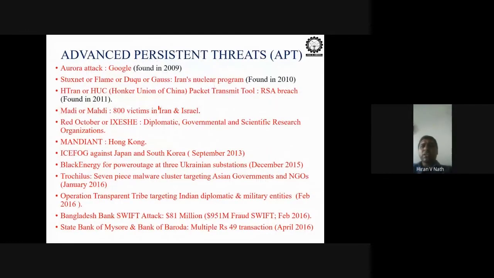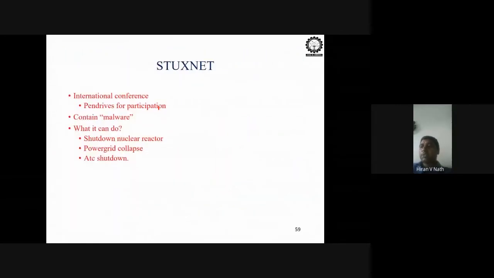So this is just an overview of the APT attacks which have happened. They have infected everything from nuclear power plants and big companies like Google to banks. If you consider the Bangladesh bank attack, almost $81 million was lost. It happened in February.